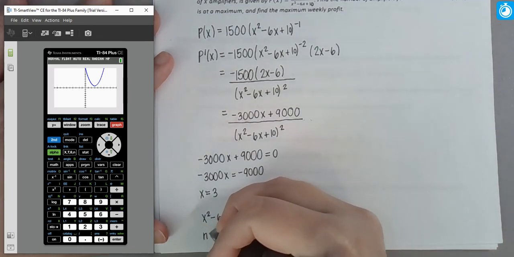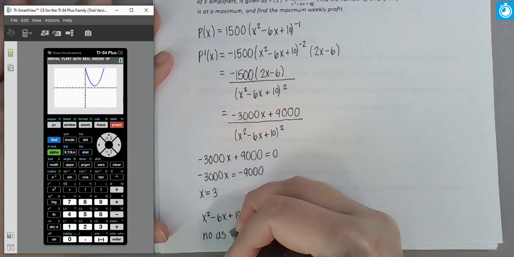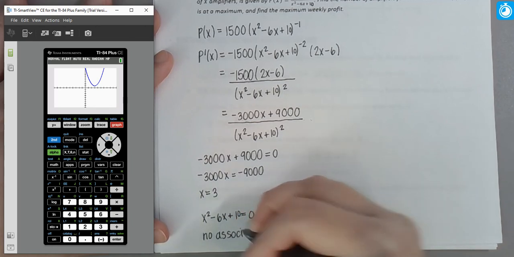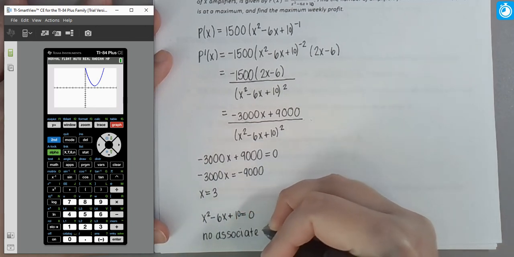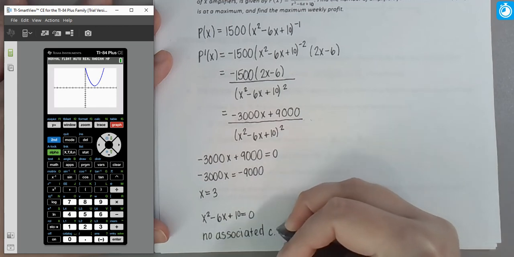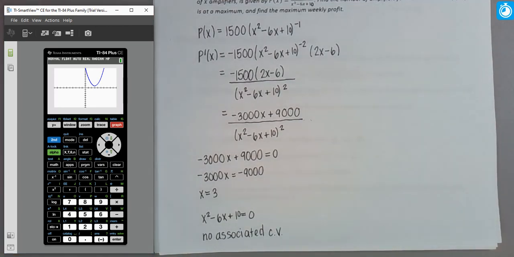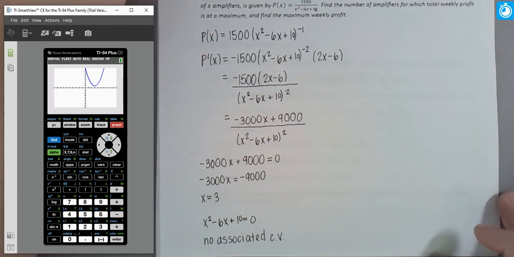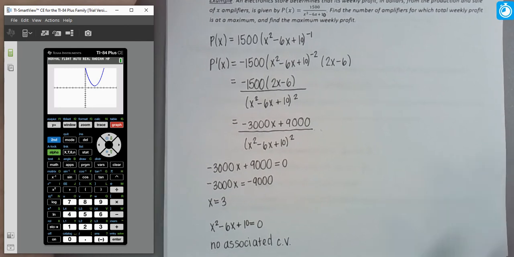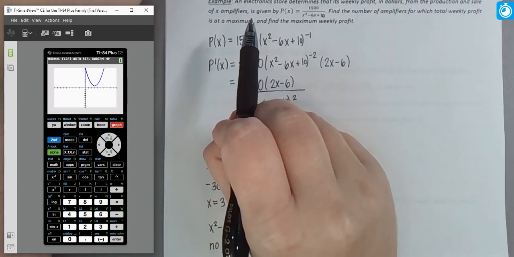So no associated critical values. Critical values would be the x values that make this equation true. I'm just going to put CV, no associated critical values. So that means this function only has a critical value at x equals 3. Okay, so that's going to be a number we have to check in terms of finding our maximum.